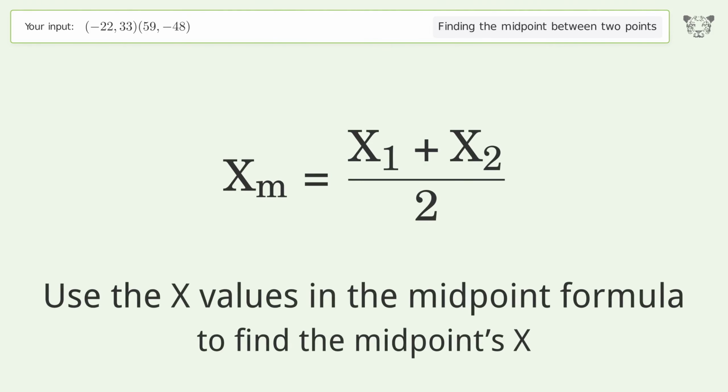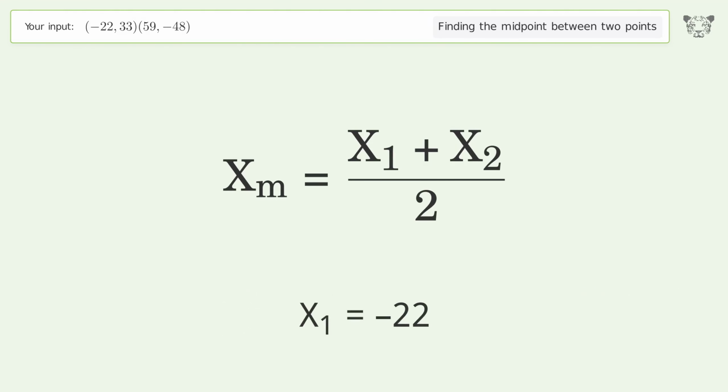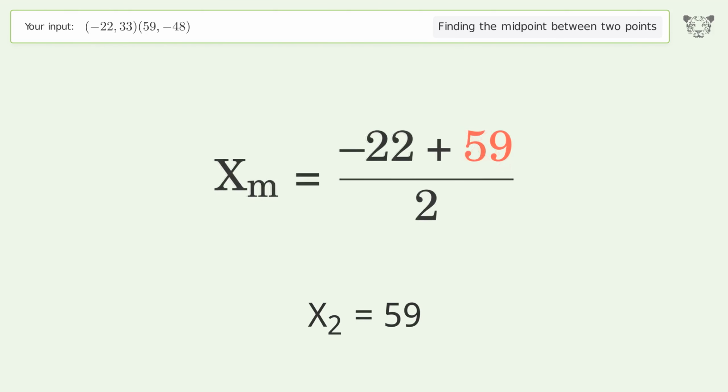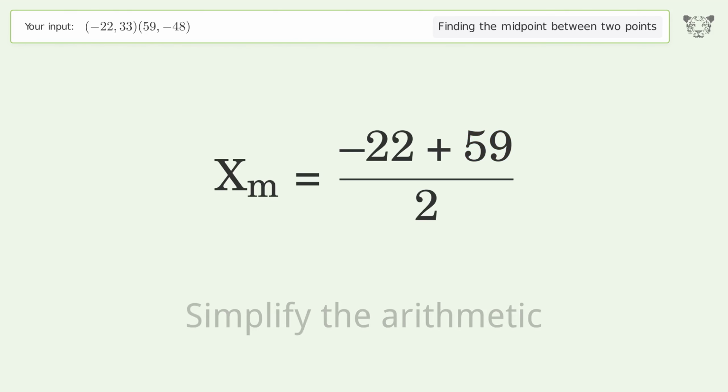Use the x values in the midpoint formula to find the midpoint's x. x1 equals negative 22. x2 equals 59. Simplify the arithmetic.